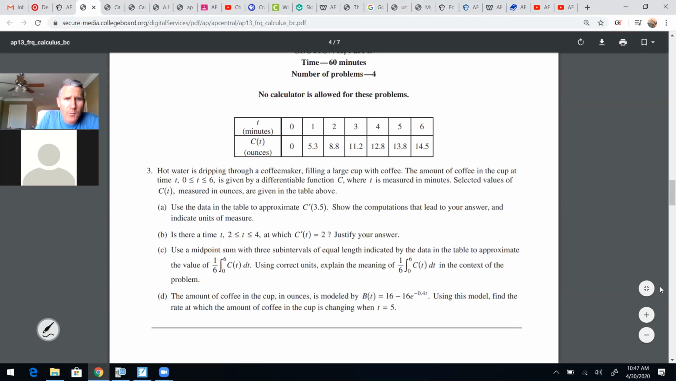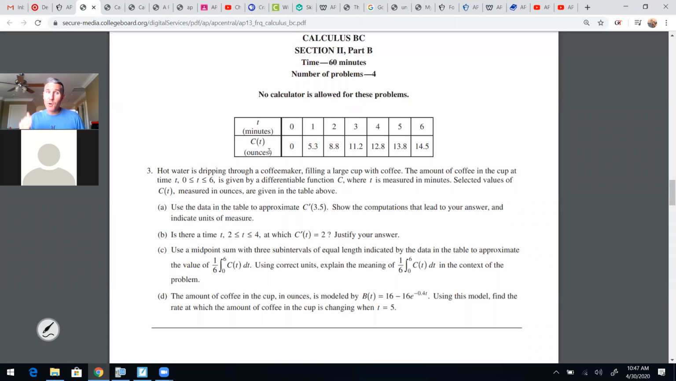All right. Hot water dripping through a coffee maker, filling up a large cup with coffee. The amount of coffee in the cup is given by this table of values. So again, the types of problems that we typically see for free response, you have either functions or derivatives of functions given, you have tables of values given, or you have graphs given, right? This is one with the table of values. So anyway, B: is there a time in between 2 and 4 at which C prime of T is equal to 2? Justify your answer.